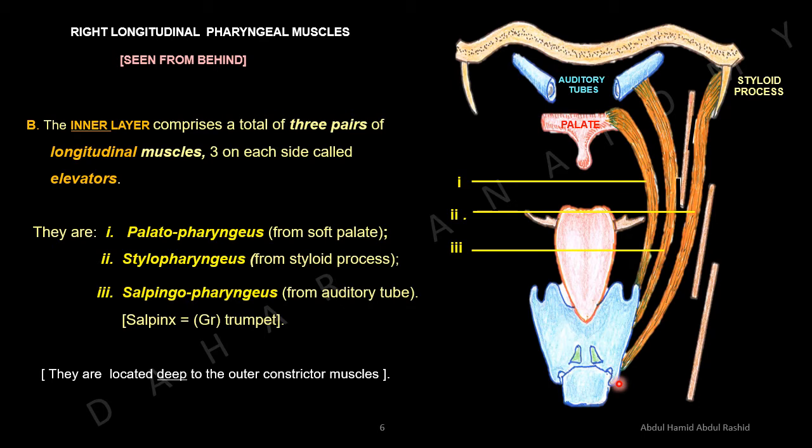Okay, let's talk about 3 muscles. The first one is palatopharyngeus, coming from the soft palate to the pharyngeal region. Number 2 is stylopharyngeus, coming from the styloid process to the pharyngeal region. And 3, salpingopharyngeus; salping in Greek means trumpet, coming from the auditory tube to the pharyngeal region. They are located deep to the outer constrictor muscles.